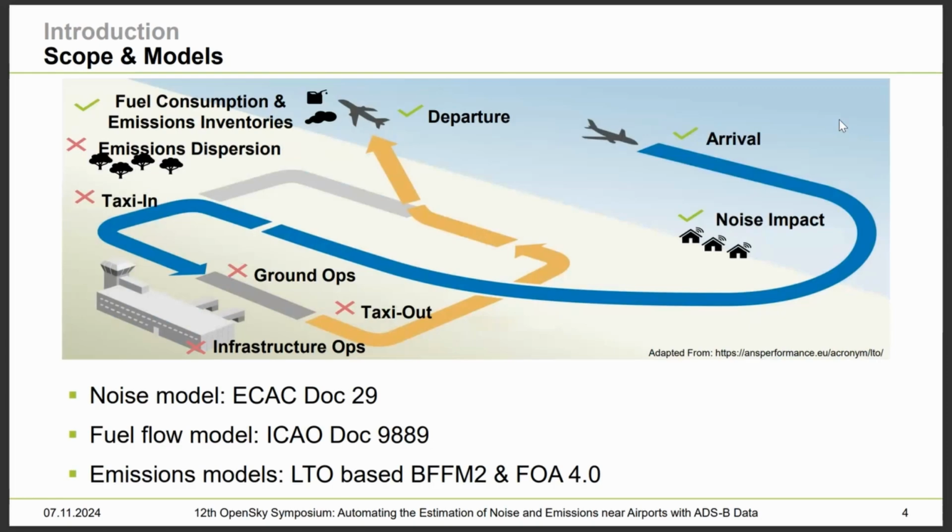There are also models to estimate how all those emissions disperse to the population on the ground, but that I am not focusing on. In the initial implementation of this capability, and I must remind you, it's a first implementation, which can be iterated upon, I am using the noise model specified within Doc 29 and the fuel flow model specified in Doc 9889, which is based on the LTO values you get from certification data of engines. And the emissions models are also based on those LTO values, but corrected with the Boeing Fuel Flow Method 2, which is the one there at the bottom.